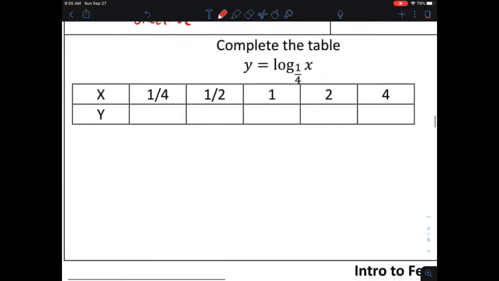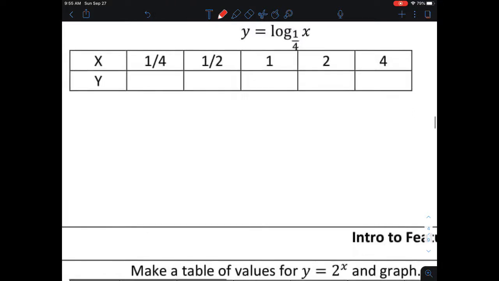Okay, and so we're going to take kind of the same approach. Let's complete the table here. We would do this if we were trying to make a sketch of what we were looking at when we're trying to graph a logarithm, to an extent. And so we want to work our way and fill in the table for log base 1/4 of x. So put in 1/4, log base 1/4 of 1/4. That is equal to 1.